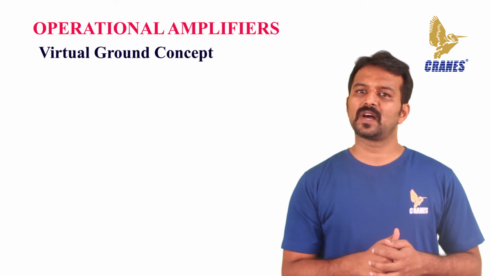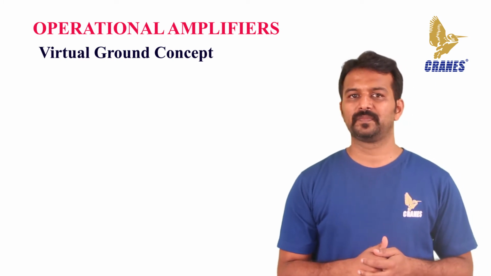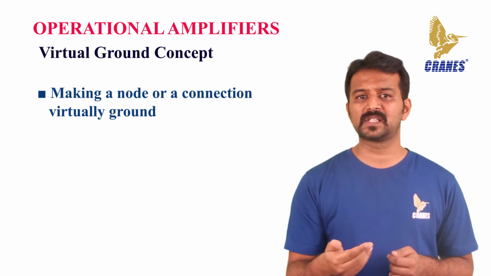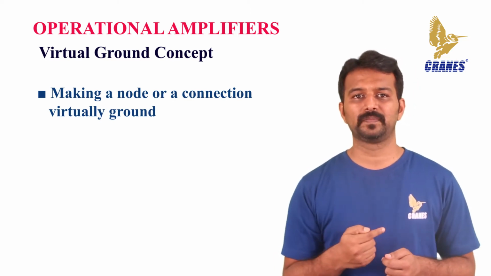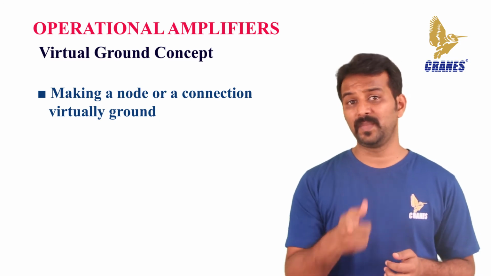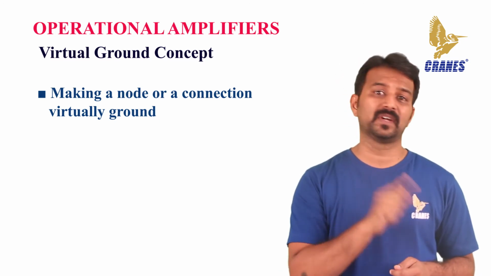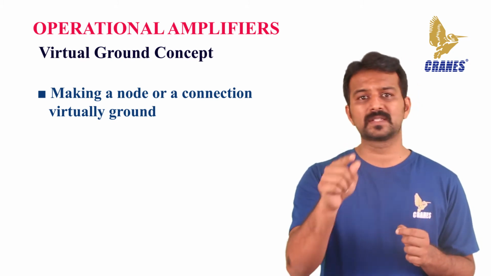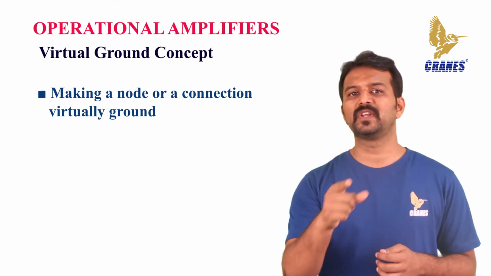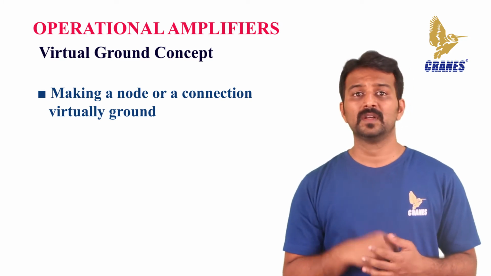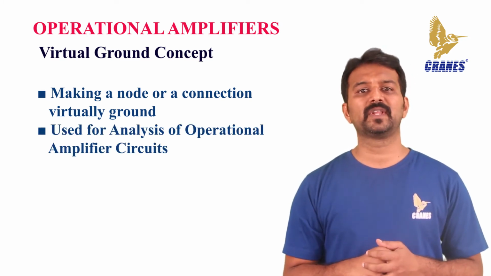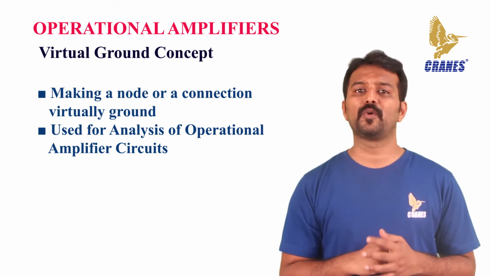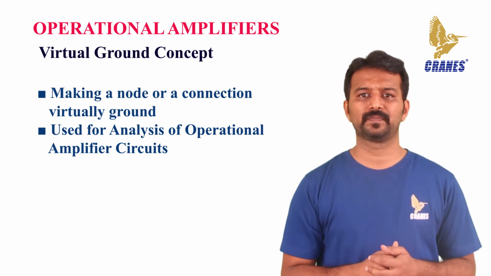We shall now discuss the virtual ground concept. As the name suggests, virtual ground is making a node or a connection virtually at ground. By the term virtual ground, I mean it's not physically connected to the ground, but the voltage at that point or at that node is 0 volts. So we refer to it as the ground. This concept is used for the analysis of operational amplifier circuits. It makes analysis of op amp based circuits very easy.